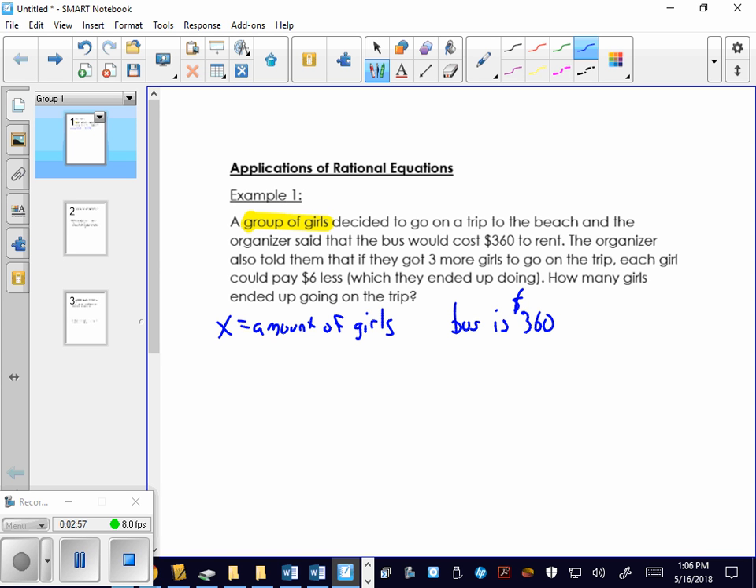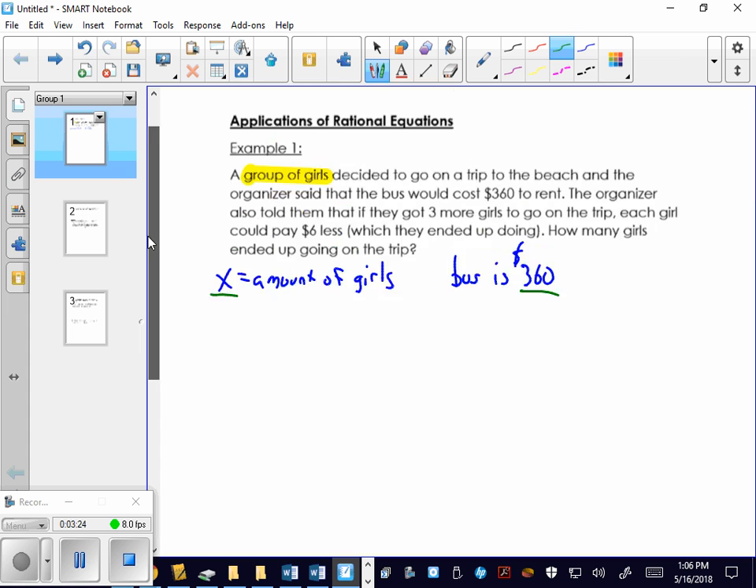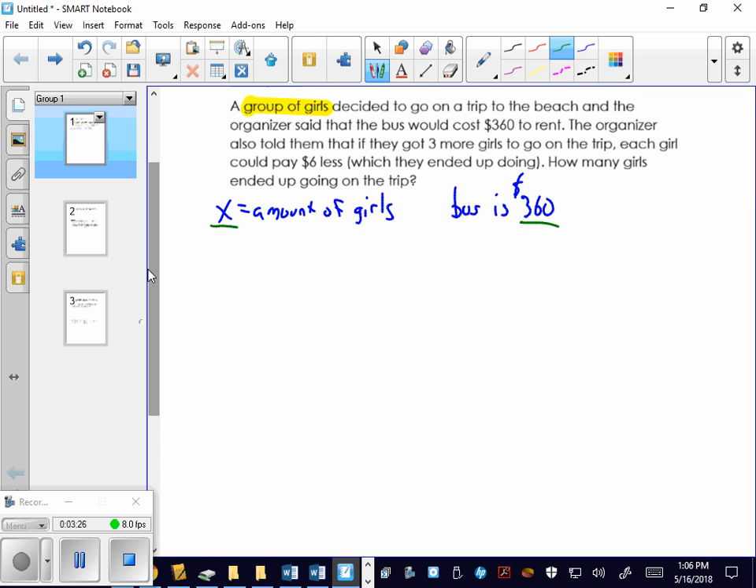So first of all, we need to set up an expression for the cost per person if there's the original amount of girls. The original amount of girls was X. The cost of the bus is $360. If you want to figure out how much it is per person, it's $360 divided by X, the number of people. So the original cost would be 360 divided by X. That's how much it would be if they don't get anybody else.